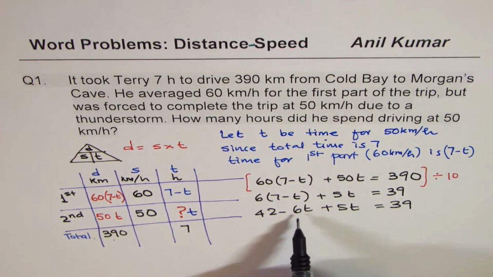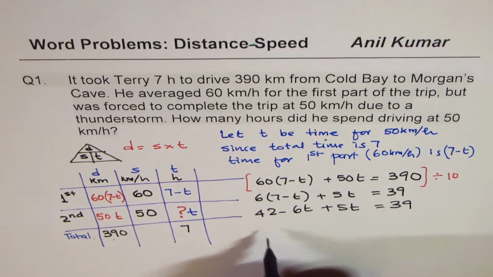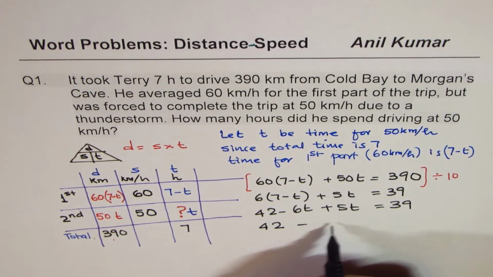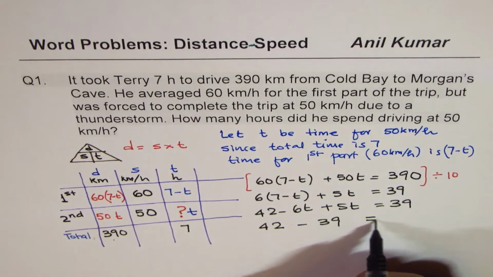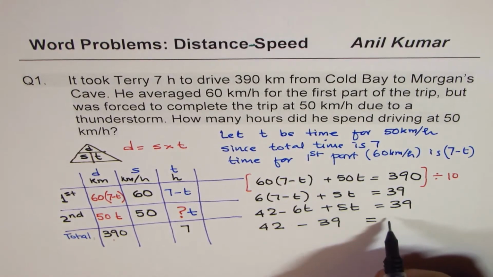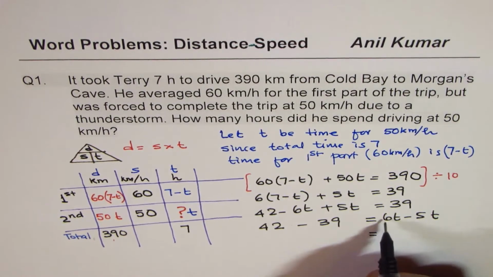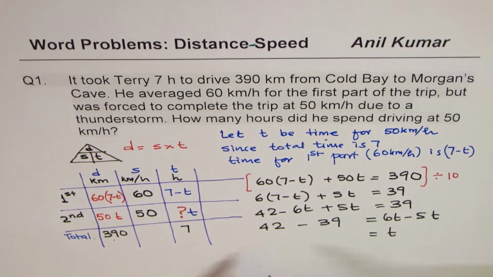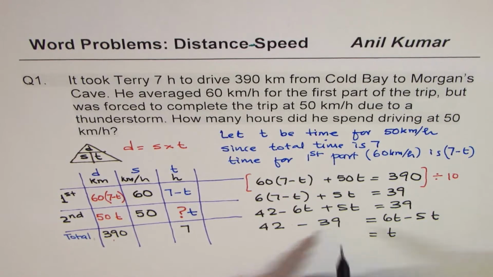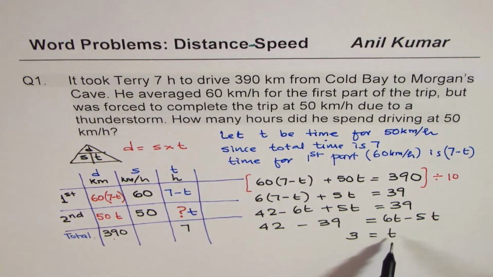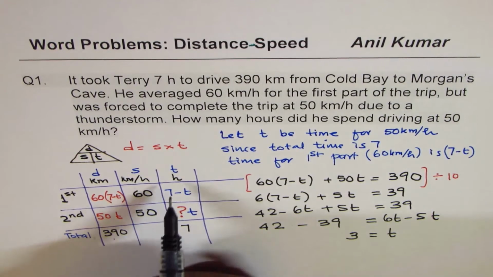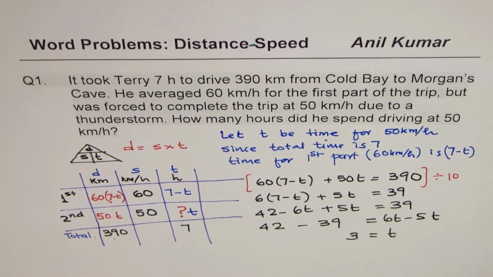Bring constants to one side, variables to the other. So we have 42 minus 39 equals, bring them to the other side, so we have 6t minus 5t, correct? 6t minus 5t is t, and 42 minus 39 is 3, correct? So we get the value of t here, which is 3, and you have to include units, which is hours. Do you get the answer?